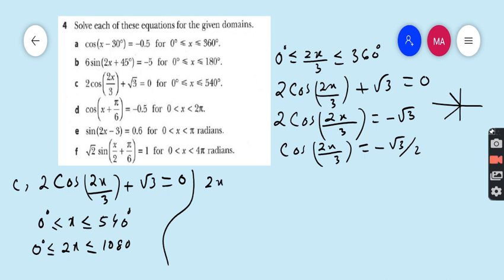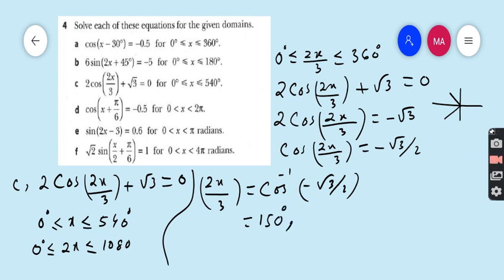2x upon 3 is equal to cos inverse of minus root 3 upon 2. If you find cos inverse of minus root 3 upon 2 from your calculator, you will get 150 degrees. And this is already lying in the second quadrant. So this is our required angle.